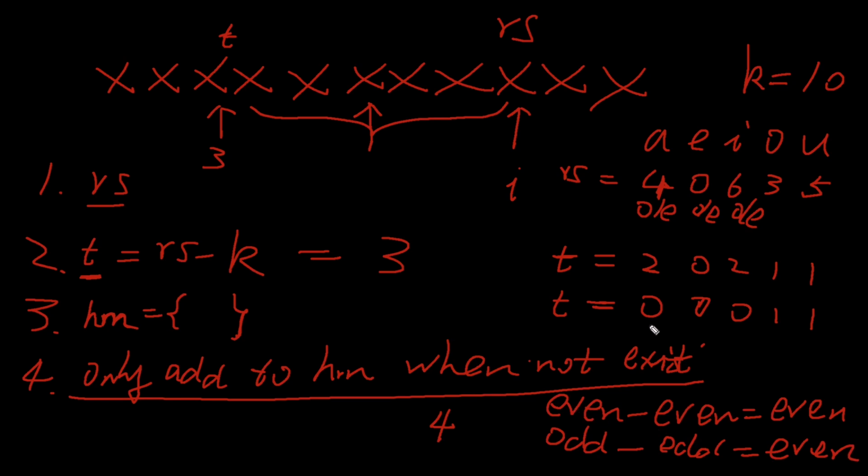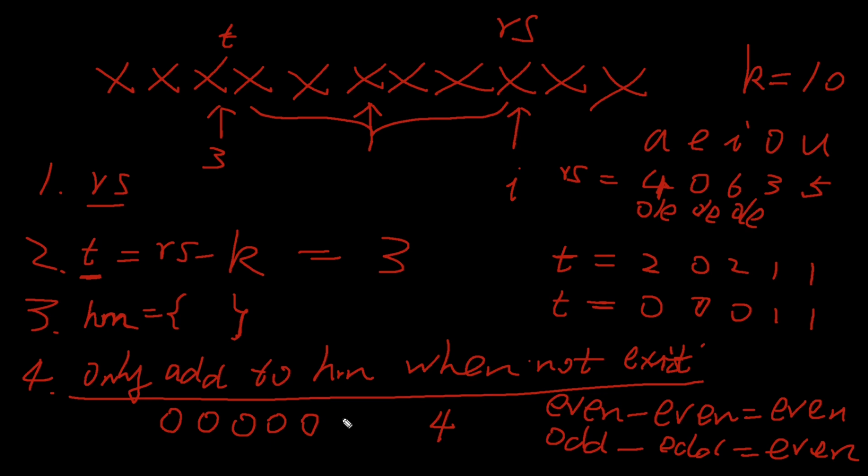So now the problem comes down to whether we can find the same parity for all 5 vowels. And since we only have 5 letters here, we can use a bit mask to store the parity for all 5 at the same time. So we will have a 5-bit mask here, where 0 means even and 1 means odd. At the beginning, everything is 0.